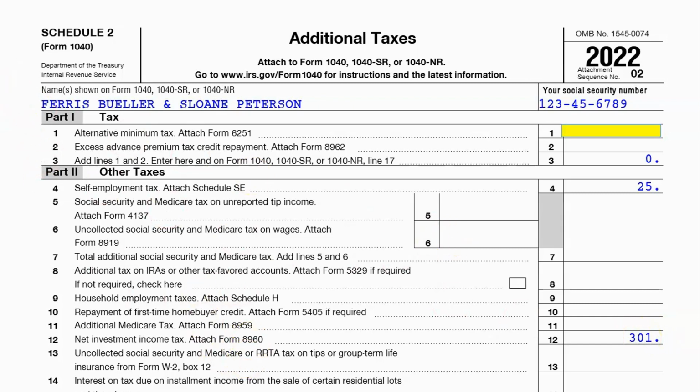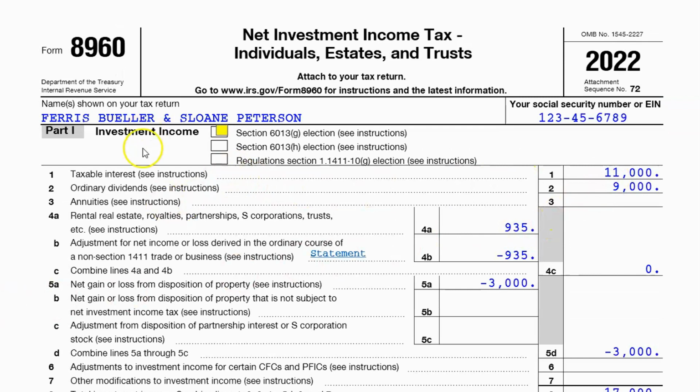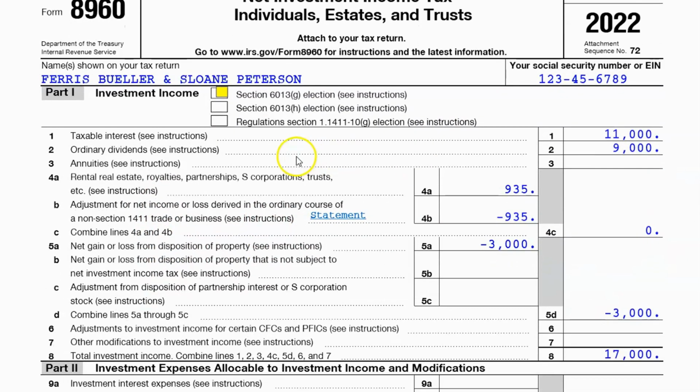Now, if you go to this Form 8960, you can Google this form too, to see what's on there and how this whole tax is being calculated. So we're going to go here. You can see here, the top portion is all triggering this net investment income tax, right? So these are the types of income that are contributing to it. So they got taxable interest income, right? They got ordinary dividend income, right? So that's right there, $20,000. But then they had some losses, right? Some capital losses that reduce that total investment income here down to 17,000.